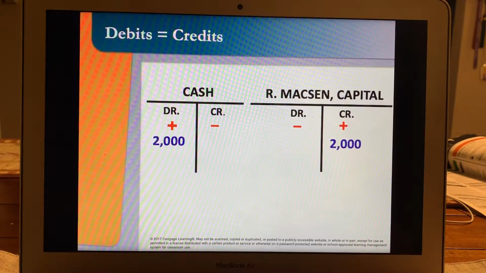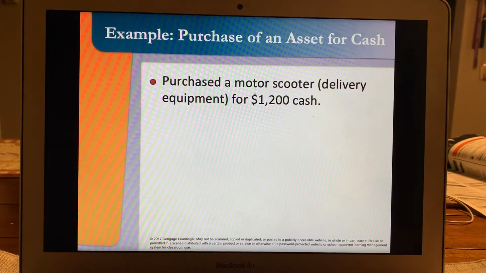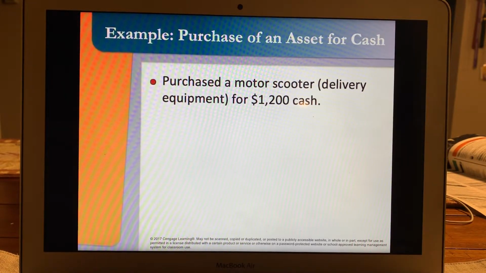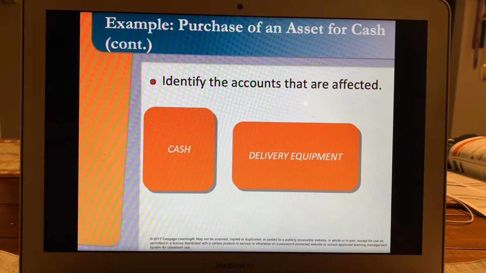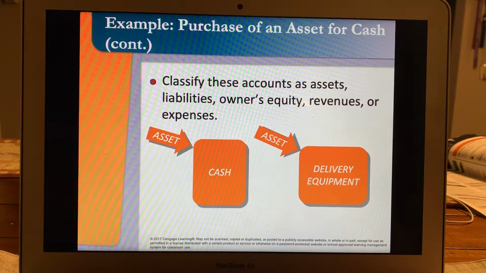So here's the next one: purchase a motor scooter, delivery equipment, for $1,200 cash. Now cash is going out, so automatically you know cash is going out, and when you make a purchase, it goes to equipment. So cash is affected and delivery equipment. Equipment is an asset account as well. So classify these accounts as assets. They're both assets. All we did was move the cash over to delivery equipment.